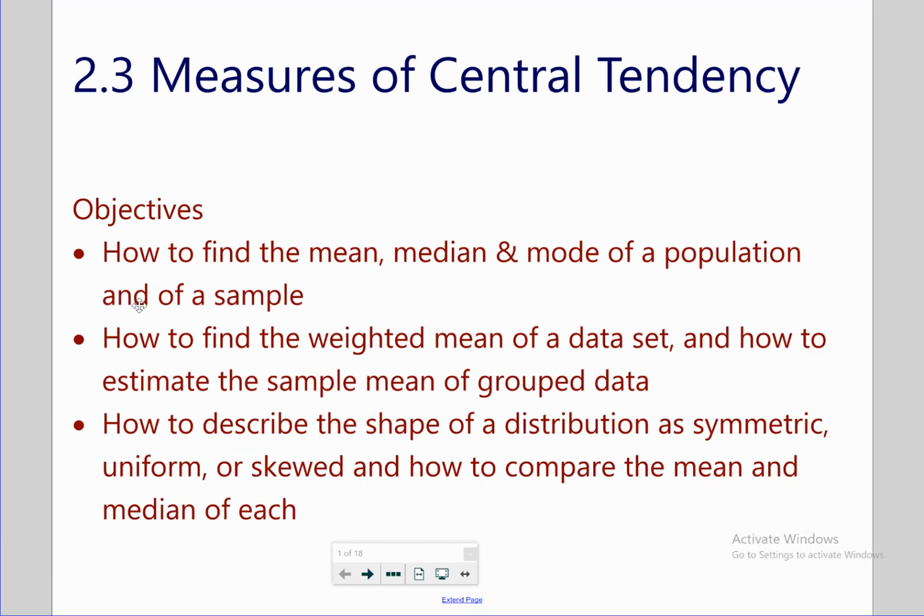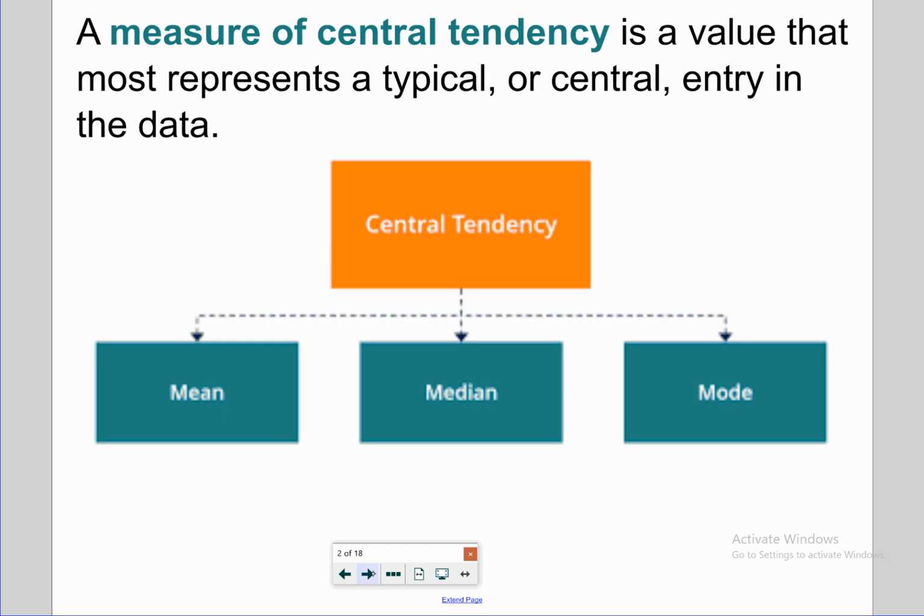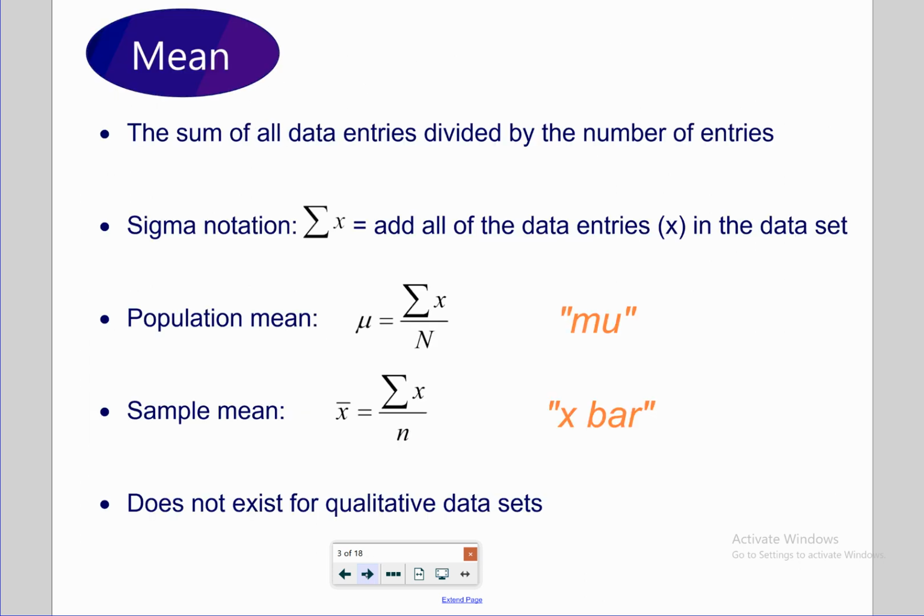All right, so 2-3 is measures of central tendency, which we're going to focus on. Mean, median, mode are our measures of central tendency. So you guys have done these before. The first part's going to be quick and easy. And then we're going to get into some more complicated ways that you could calculate mean for different types of data sets.